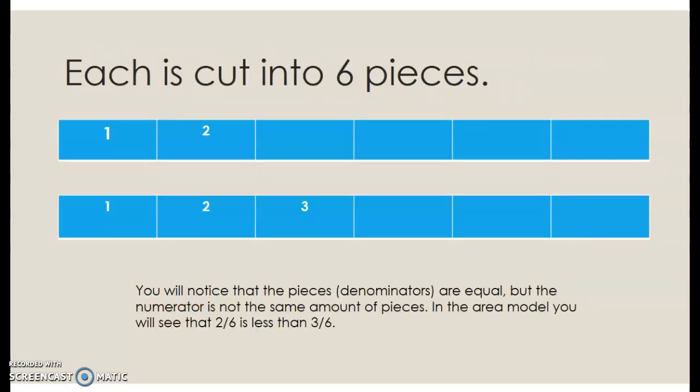Each of these is cut into 6 pieces. And each one of these units is 1/6. Our fractions today are 2/6 and 3/6. If you'll notice in your area model, I have divided these into 6 equal pieces, but I have shown you that the first one is the 2/6 and the second one is 3/6.